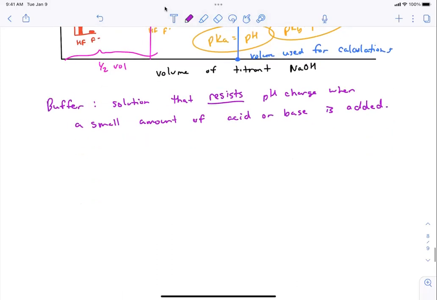Okay. And so what you have to understand is what is buffer action? So these are the reactions that show the resistance. So what is the buffer doing to prevent the H plus or the OH minus from floating freely around and drastically affecting the pH? Okay.